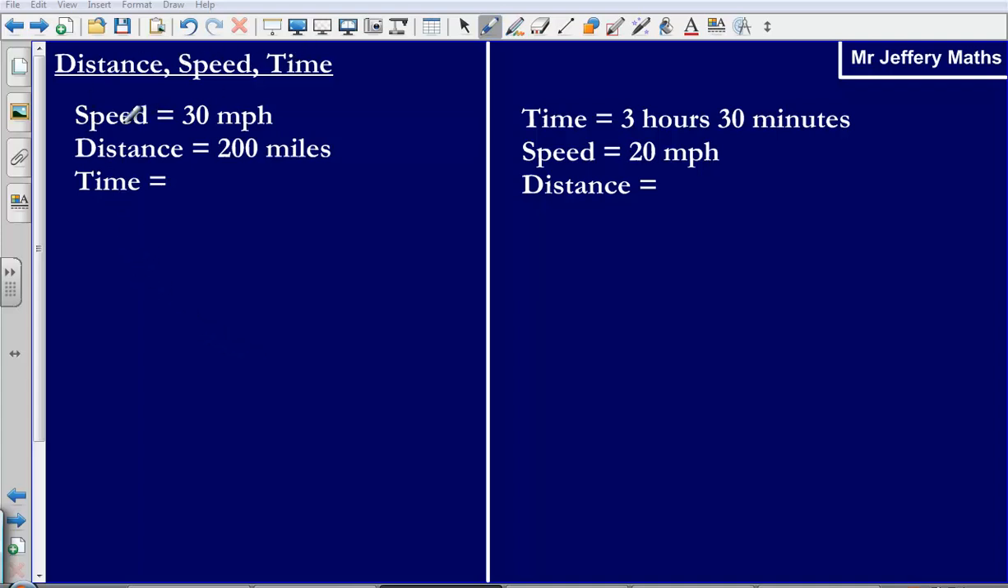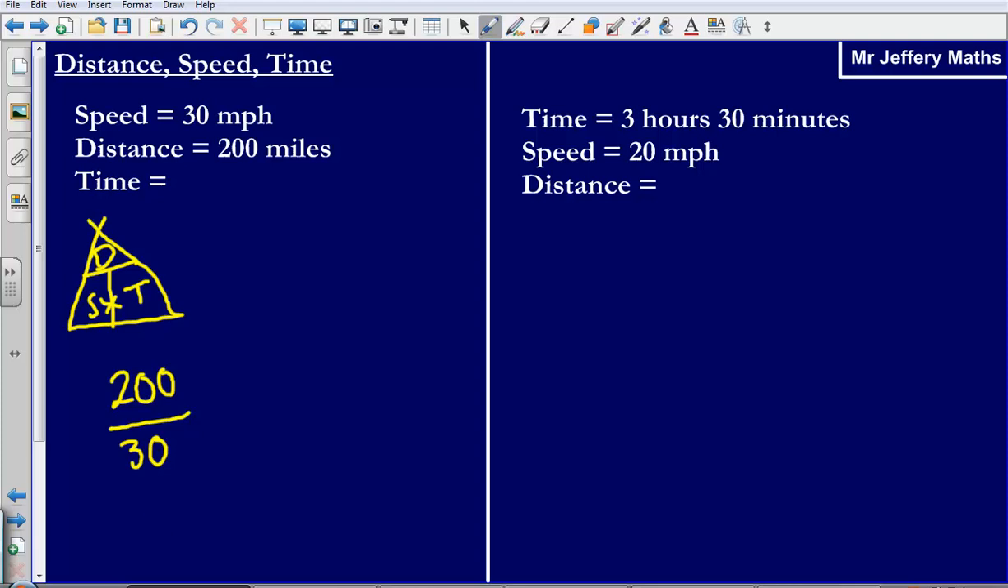Here we've got distance, speed, time. We're told that speed is equal to 30 miles per hour, distance is equal to 200 miles. First thing I'm going to do is draw out my distance, speed, time formula, which states that distance is equal to speed multiplied by time. Now what we're given here is the distance and the speed, so that means we're going to be doing the distance 200 divided by the speed 30.